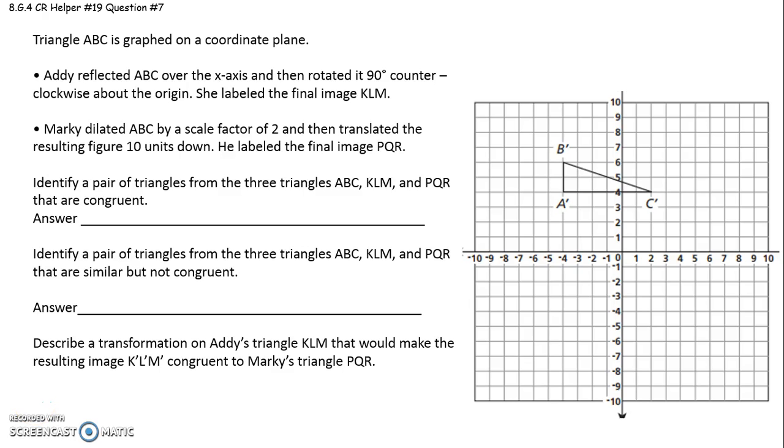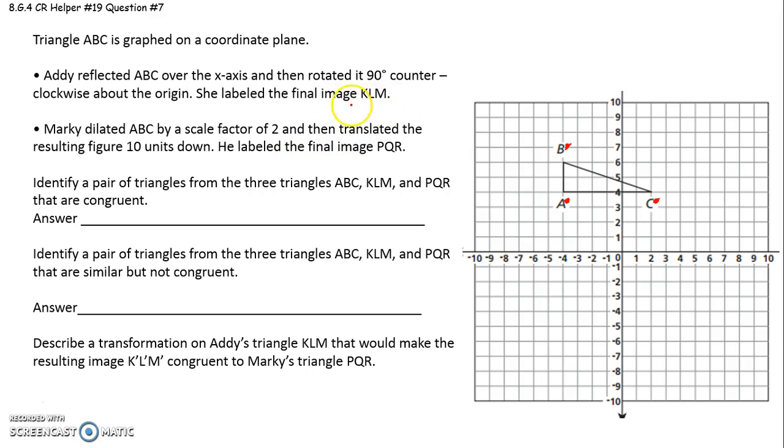Eighth graders, this is to help you with question 7 on CR19. It says triangle ABC is graphed on a coordinate plane. I actually don't want these primes here. I did give you an actual graph that we could reference, but on your actual CR, they're just asking you to be able to answer the question even if you can't see the figure. So I have a figure shown, your CR doesn't.